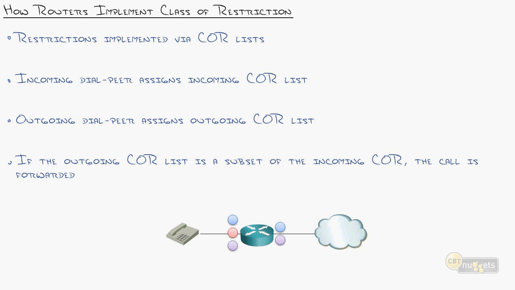So, routers implement restrictions using COR lists, or class of restriction lists. The way it works is you, the caller, get your permissions from your incoming dial peer. I should underline this part: incoming dial peer. Remember, the router always has to match an incoming dial peer, which most people don't even remember. It's just something that happens behind the scenes. When I dial from an FXS port, it actually does match an incoming dial peer, which is the same dial peer as the outgoing dial peer for the FXS port, and that is what assigns you your permissions, or what Cisco calls the incoming COR list.